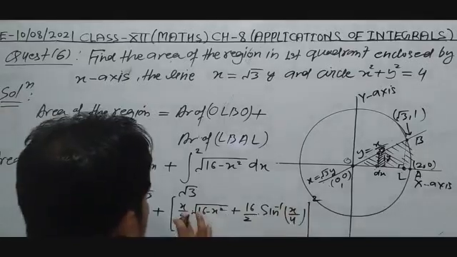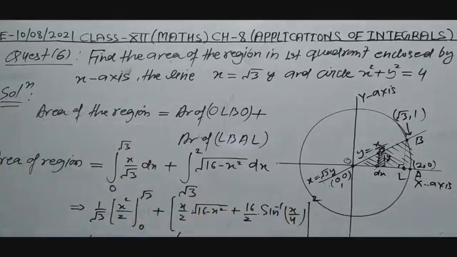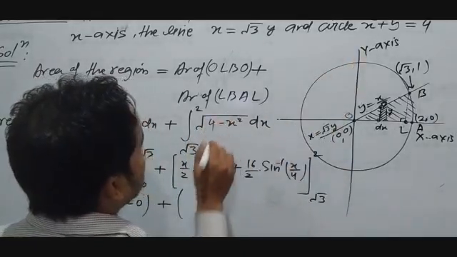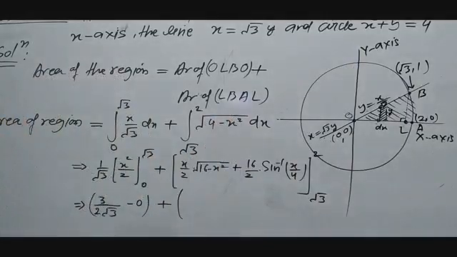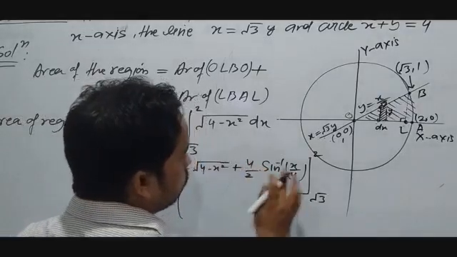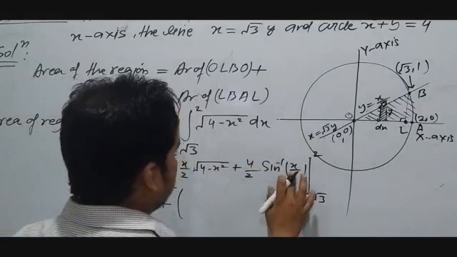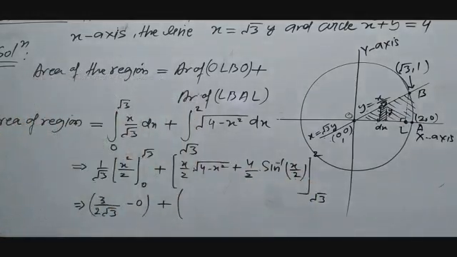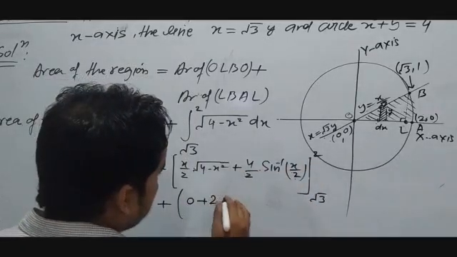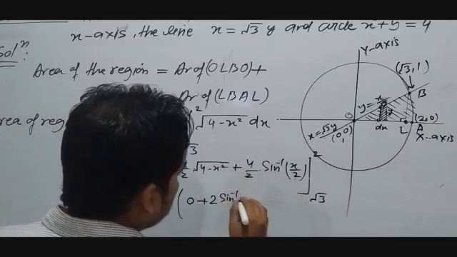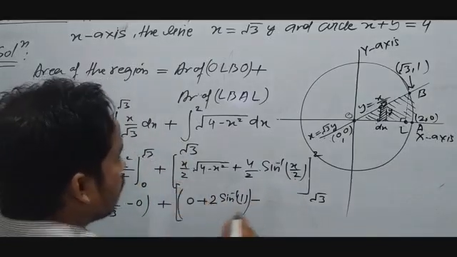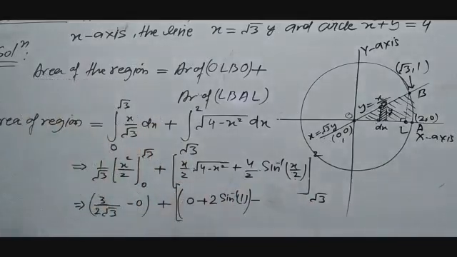When you will put 2, then what you will get the result? This result is 4. See, equation of circle is 4 minus x square. So this will be 4 and this will be 4 by 2, and x by a result will be 2. Now see, when you will put x is equal to 2, you will get 0 and plus 2 times sin inverse 1 and minus, this is upper limit, and minus lower limit root 3. What you will get the result?